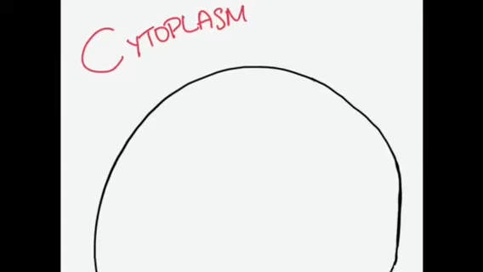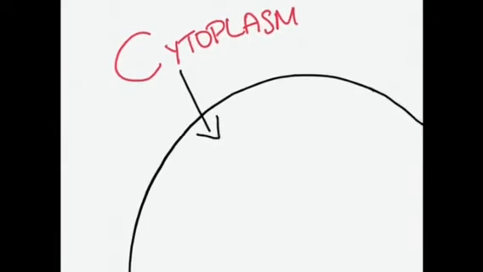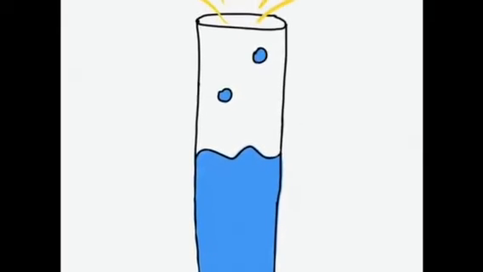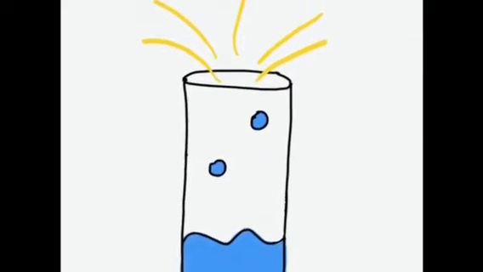Next we have the cytoplasm. This is a jelly-like substance which fills up the whole cell. It is where all the other organelles float around. The cytoplasm is also where chemical reactions happen.